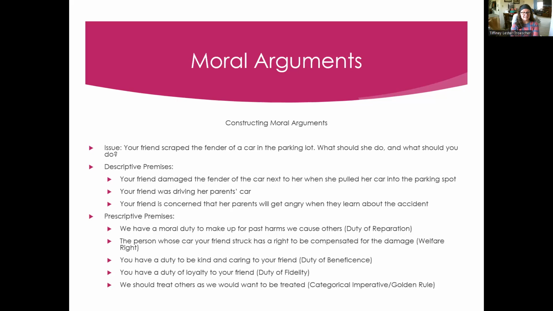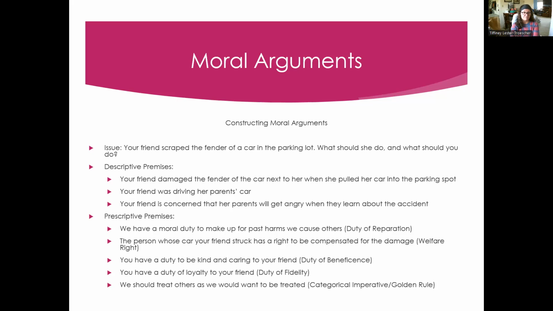You have a duty to be kind and caring to your friend. That's the duty of beneficence. So you're not going to shame your friend. You're not going to yell at them. And you're not going to force them to take a certain course of action. And you're not going to turn them in, right? You have a duty of loyalty to your friend. Your friend's interests should be more important to you than the random person whose car fender she scraped, right? That's the duty of fidelity.